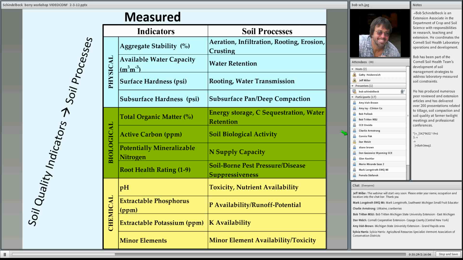I'm going to mention this is the Cornell Soil Health Test suite of measured indicators on the left, and on the right are the soil processes that we're measuring.